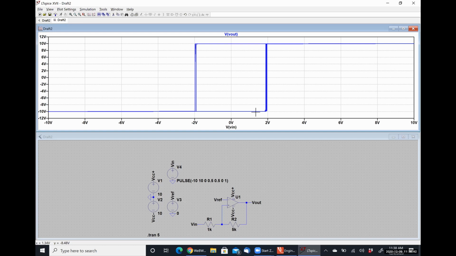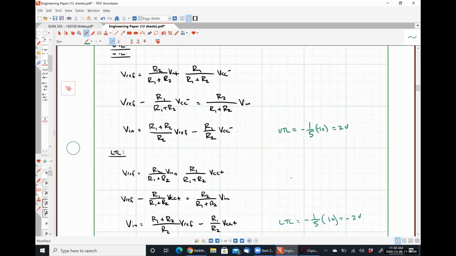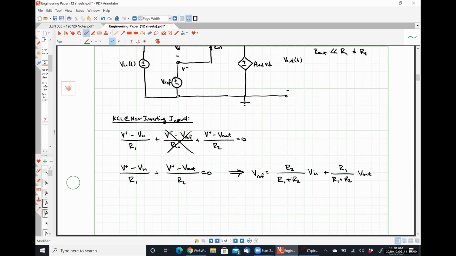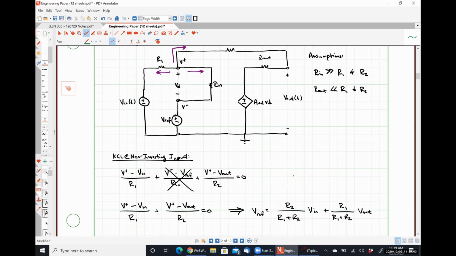Sure. Way back when you were still writing out the equation, you put V reference back into it. You took out V and just replaced it with voltage reference. Why would you do that? So I didn't take V in out. I took V plus out. V in was always there and it needs to be there. I changed this from V plus to V reference.